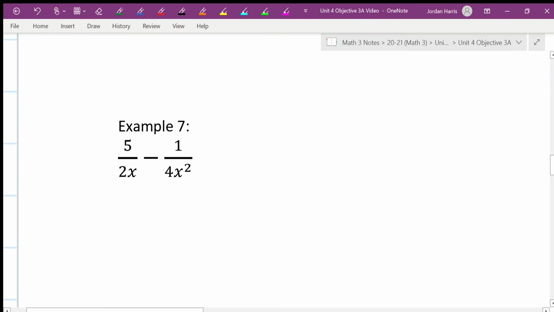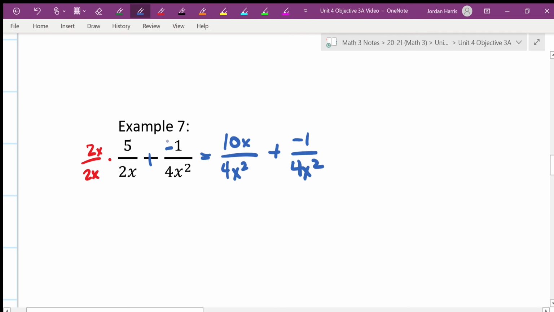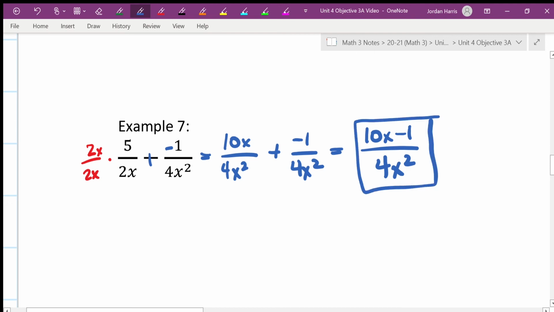Example 7. Okay, so let's see, 2x, 4x squared, so I have 2x over 2x. So I get 10x on the top, 4x squared on the bottom, which is the whole point. Oh, I'm going to move this, so plus -1 over 4x squared, right, because it's a minus, so I need to distribute the negative to everything on the top, which is just a 1 in this case. So I get 10x minus 1 over 4x squared. Can I factor? Nope. So that means I have to be done.